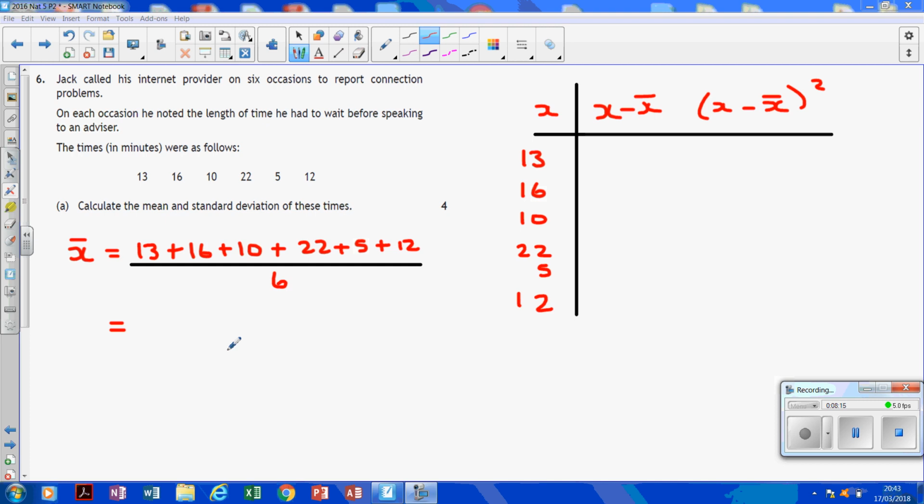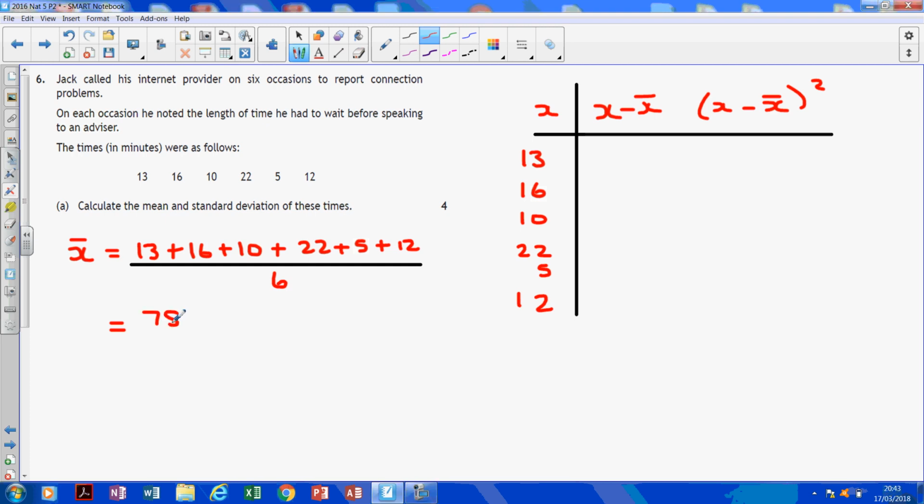Now, the mean is given this wee symbol here, x bar, and we add up all of the numbers and we divide by the amount that we've got. So we've got 13 plus 16 plus 10 plus 22 plus 5 plus 12. When I add all of them up, I get 78, and that's got to be divided by 6. 78 divided by 6 gives me a mean value of 13.